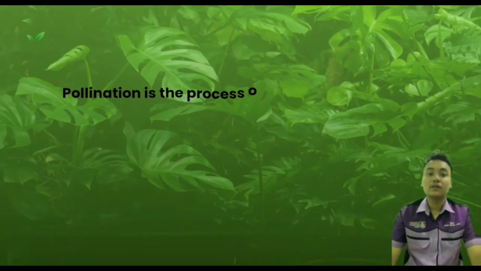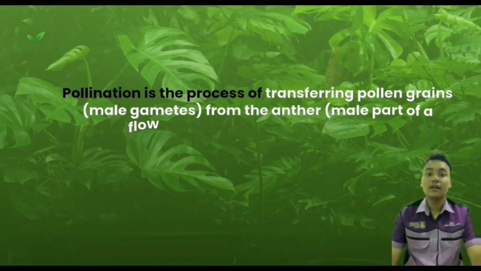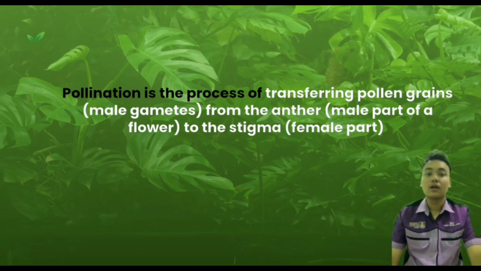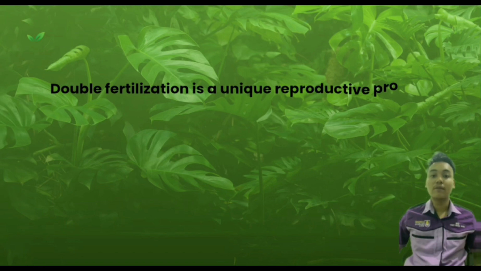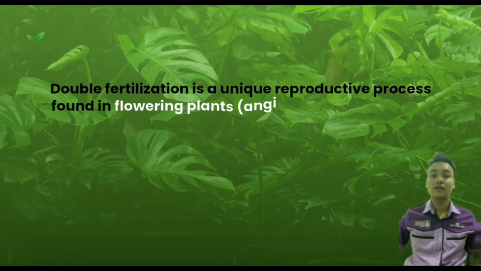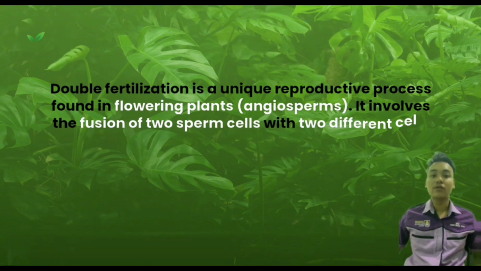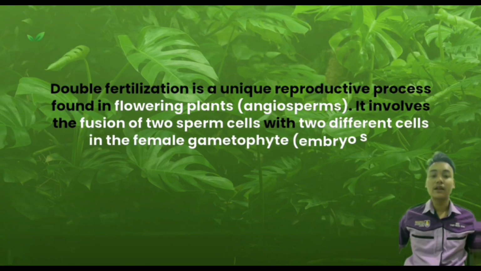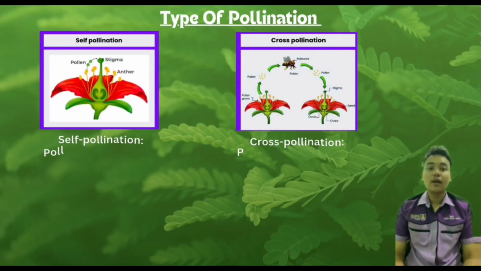What is pollination and double fertilization? Pollination is the process of transferring pollen grains, the male gametes, from the anther, the male part of a flower, to the stigma, the female part. Double fertilization is a unique reproductive process found in flowering plants, the angiosperms. It involves the fusion of two sperm cells with two different cells in the female gametophyte, the embryo sac.